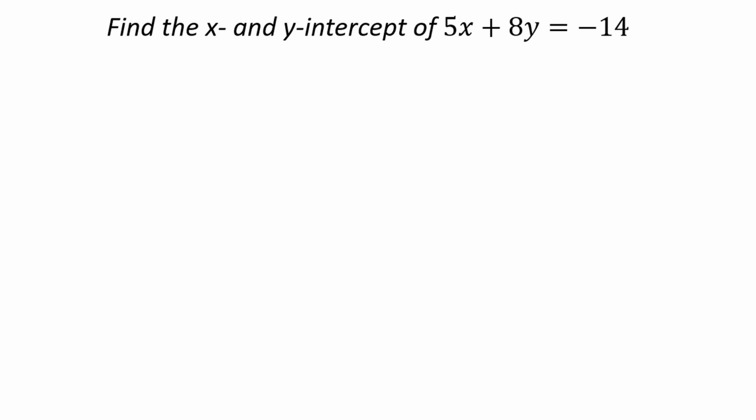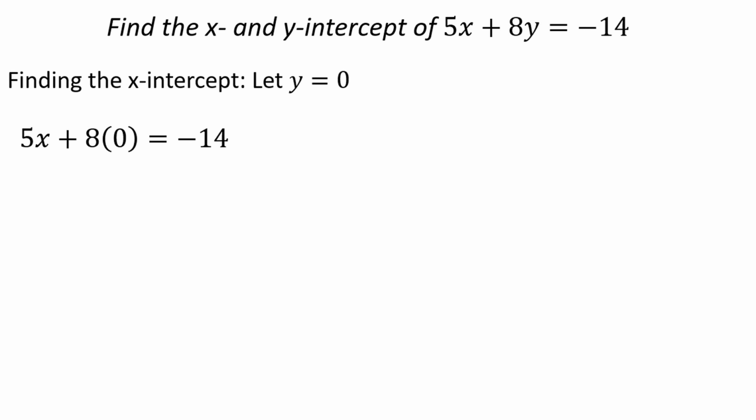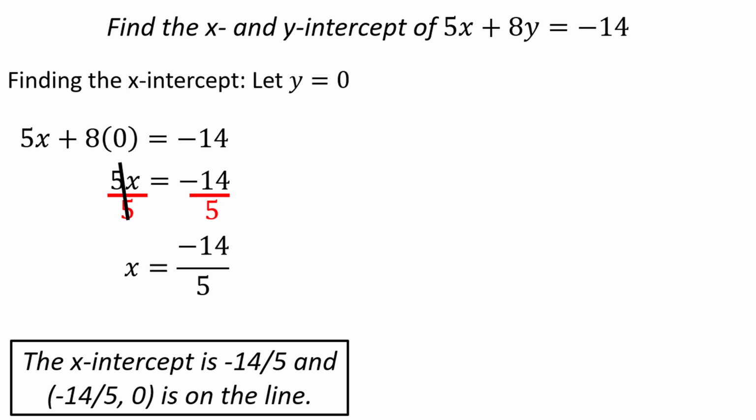Let's try one more problem. We are asked to find the x and y intercept of the line 5x plus 8y is equal to -14. Let's start with the x-intercept by letting y equal 0. We are left with 5x is equal to -14. Dividing both sides by 5, we get x is equal to -14 over 5. This means the x-intercept is -14 over 5, and the point -14 over 5, 0 is on the line.